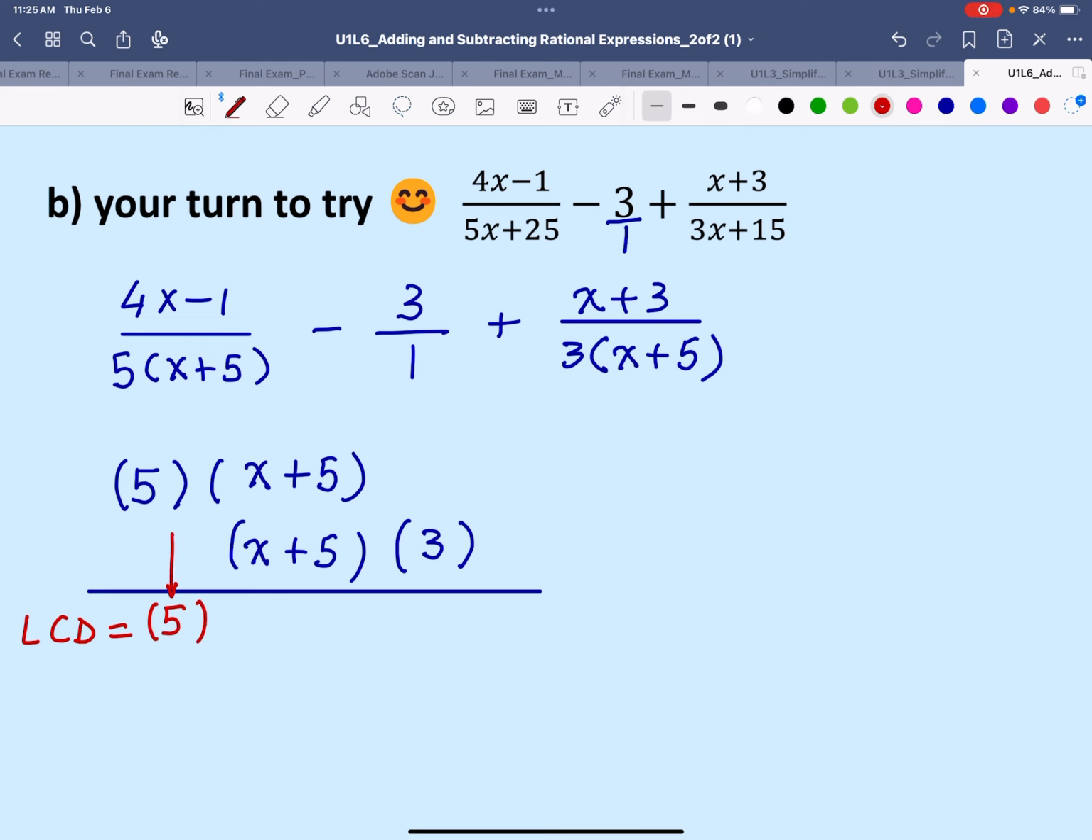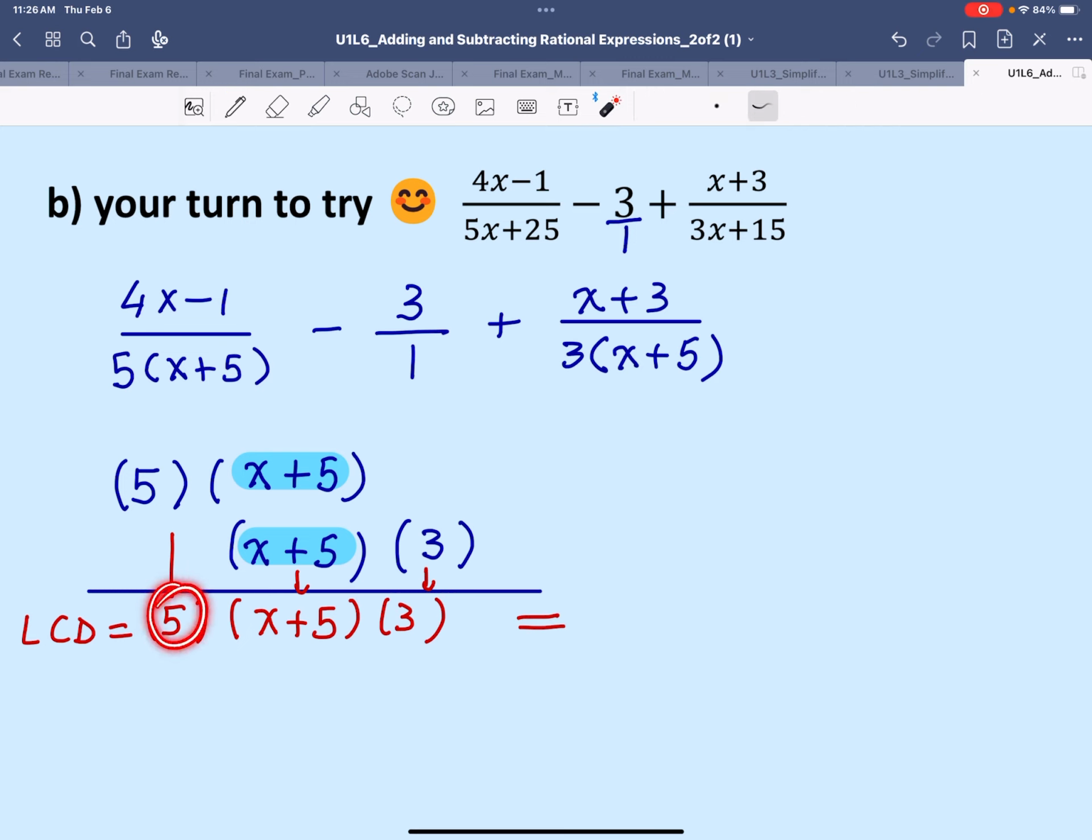That's a factor. And then x plus 5 is common, so that means we have to list it only once. And lastly, we have the factor of 3. And we're going to write this in a more simplified form as 5 and 3 combined to make 15, and then x plus 5. So this would be the lowest common denominator.